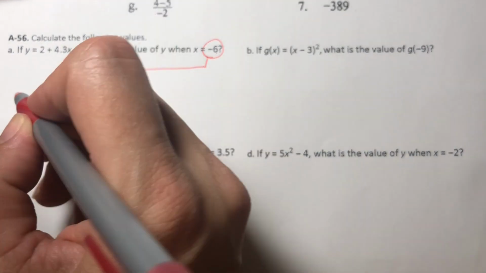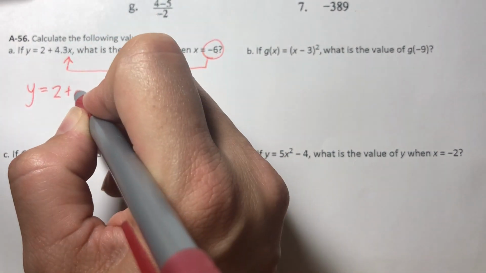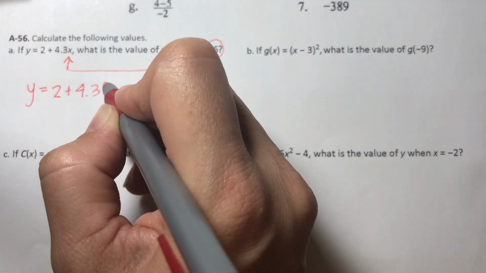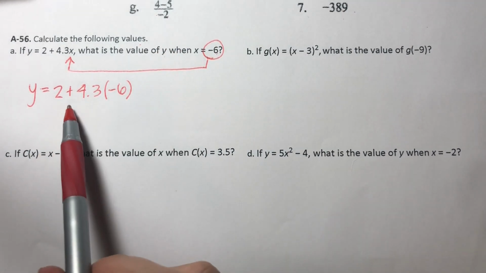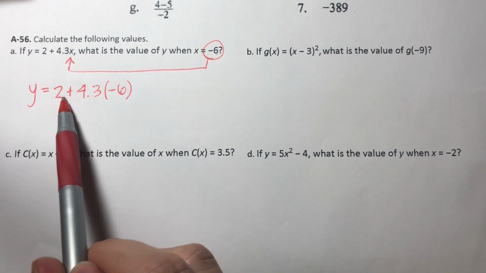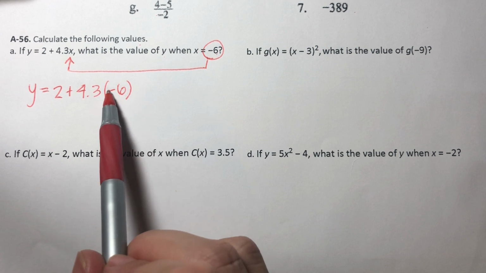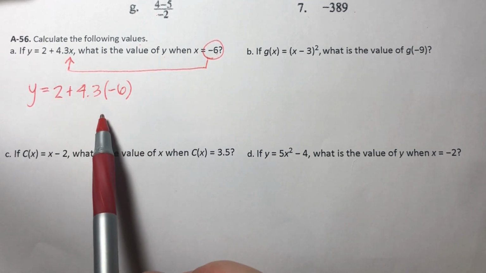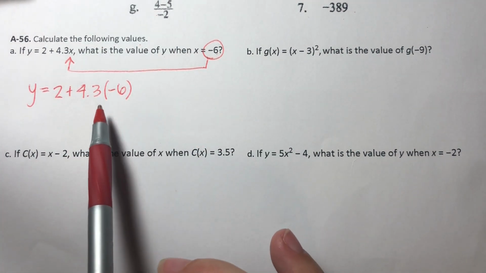So if I were to do that, it would look like y equals 2 plus 4.3 times negative 6. And what's nice is that you could enter this all into your calculator at once, just making sure that you're using parentheses and the negative sign. I'm not going to give you guys the answer to this one. I'm going to let you figure that one out, and kind of like the problem above, you're going to have to show me and I'm going to have to check it.